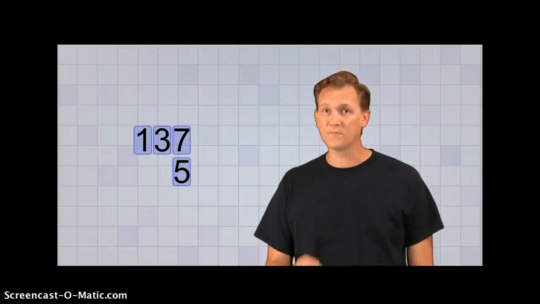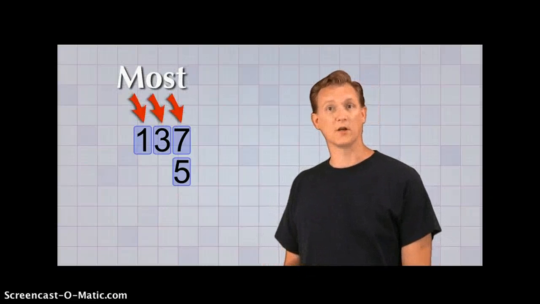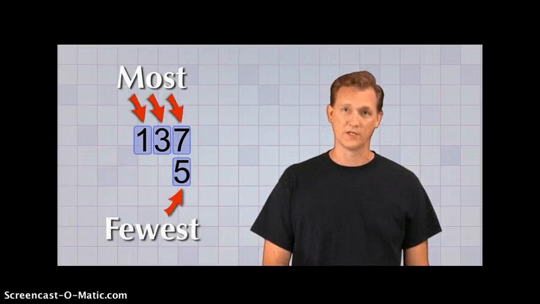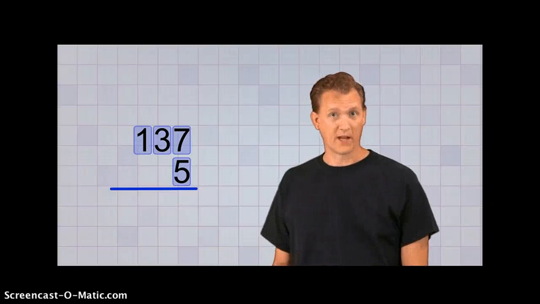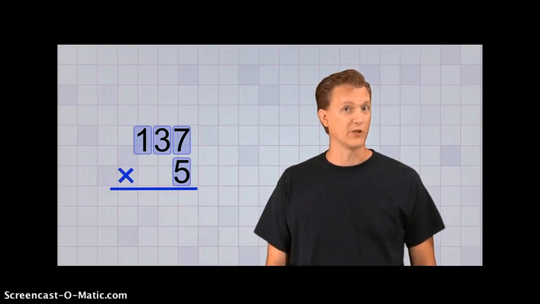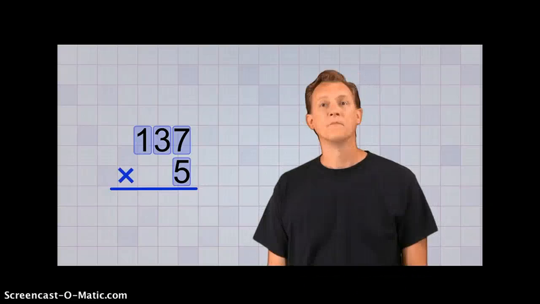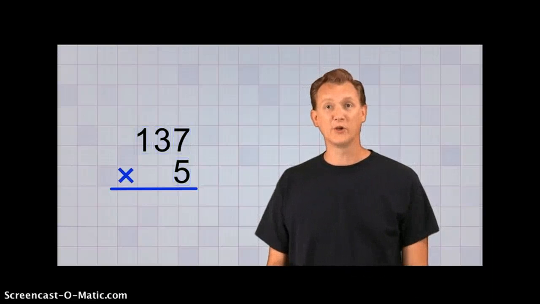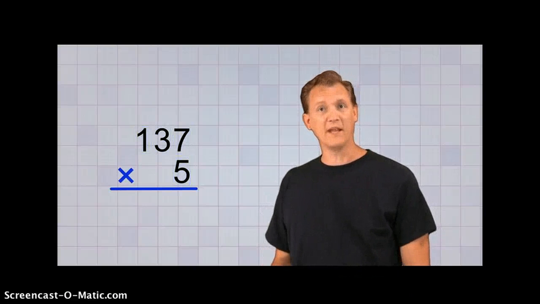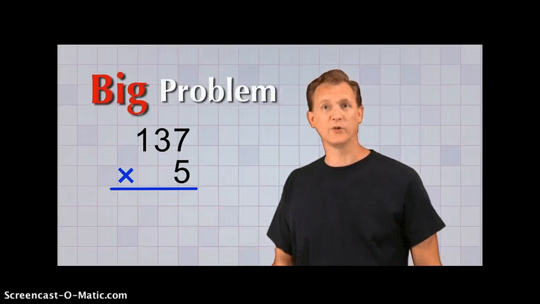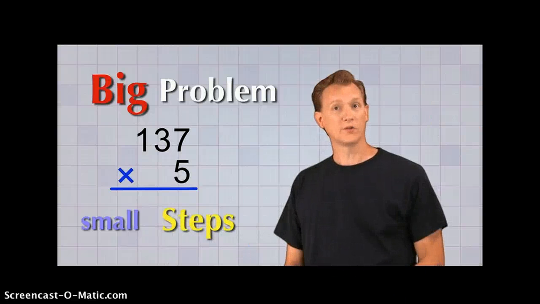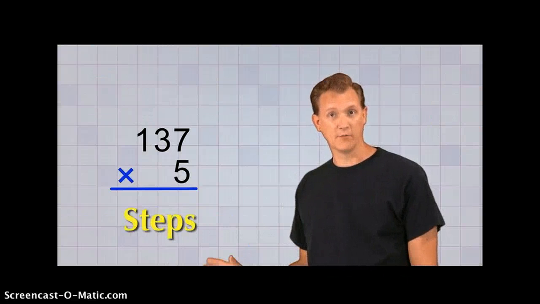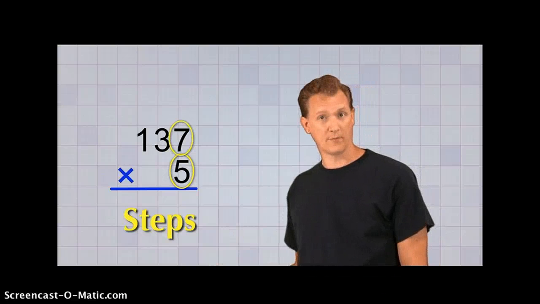But it's always best to put the number with the most digits on the top and the one with the fewest digits on the bottom. There, now we draw our answer line below, and we put our times symbol to the left so we don't forget that we're multiplying. Okay, now we're ready to learn the procedure for multiplying. Basically, what we're going to do is break up this big multiplication problem into a series of small multiplication problems, or steps. Those small steps involve multiplying a digit in the bottom number by a digit in the top number.